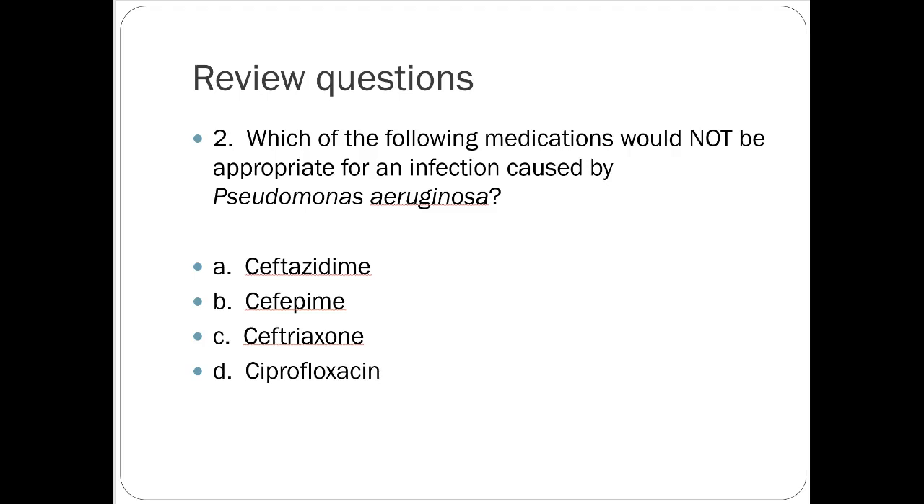Okay, so anyway, A is ceftazidime, B cefepime, C ceftriaxone, D ciprofloxacin. So out of all these, which one doesn't cover Pseudomonas? The correct answer is C. All the rest of them would cover Pseudomonas to a certain degree.